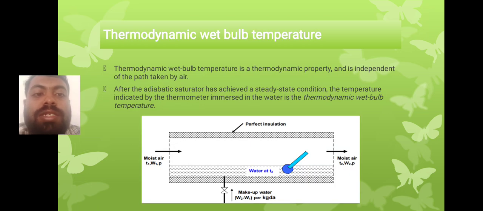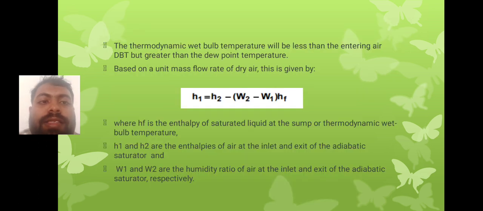Thermodynamic wet bulb temperature. It is a thermodynamic property and it is independent of the path taken by air. After the adiabatic saturator has achieved a steady state condition, the temperature indicated by the thermometer immersed in the water is known as the thermodynamic wet bulb temperature. The thermodynamic wet bulb temperature will be less than the entering air dBT but greater than the dew point temperature.